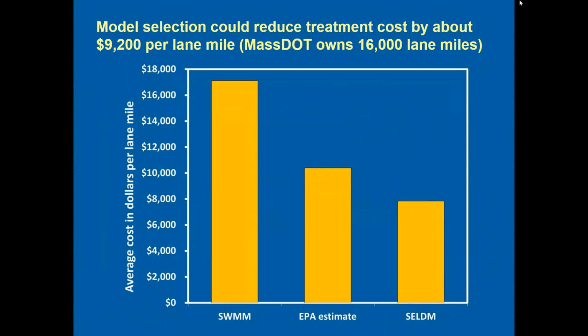So, based on the model loading rates and the average NCHRP treatment cost, this was an NCHRP report done a few years ago, of about $5,500 per pound of phosphorus removed, substituting the initial SWMM calibration with the SELDM estimate reduced the theoretical treatment cost by about $9,200 per lane mile. Since MassDOT owns 16,000 lane miles, there are huge financial consequences for miscalibrating phosphorus loading, well into the tens of millions of dollars.